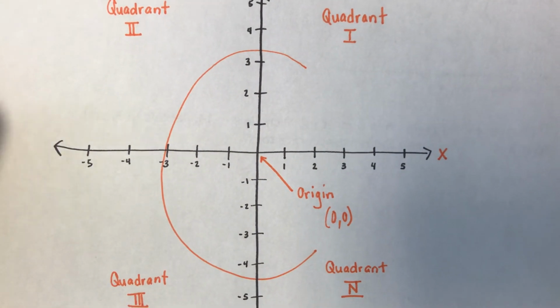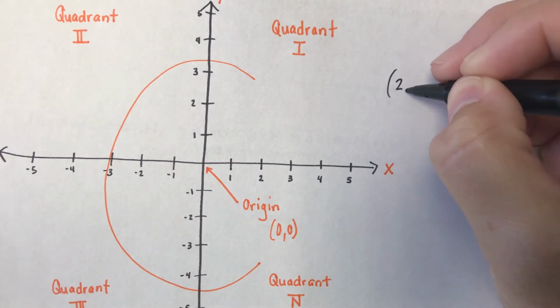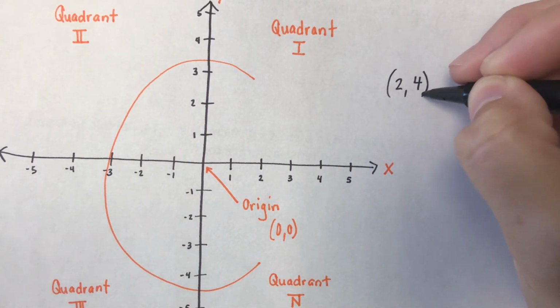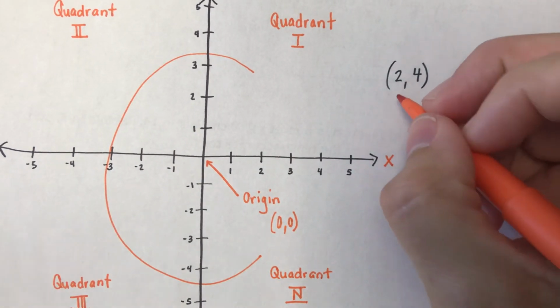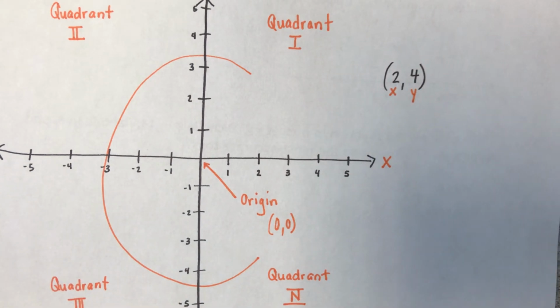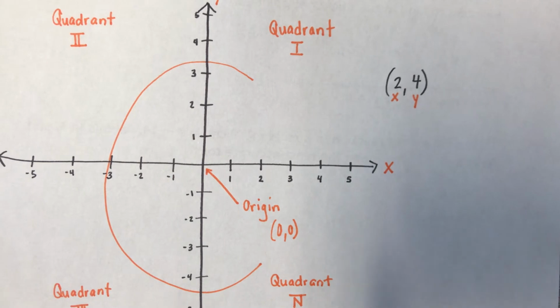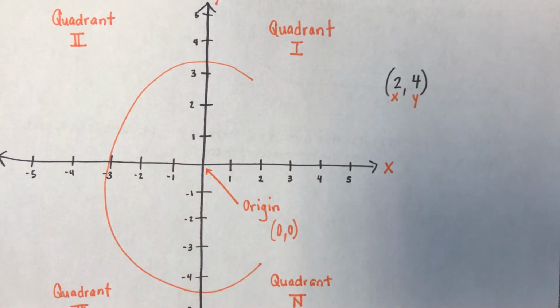So the way that you use a coordinate plane is they give you a point, an ordered pair is what we call it. Alright, so let's just say they give you the ordered pair (2, 4). Okay, so this first number they give you is the x coordinate, and then the second one is the y coordinate. And that's important because you need to know which direction to move. So if the first one is the x, then you're going to move on the x-axis. The second one's the y, so then you move on the y-axis.